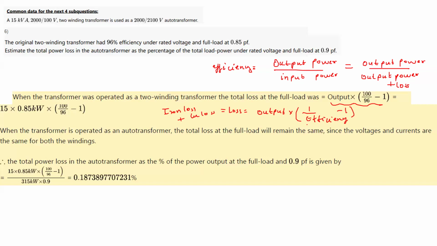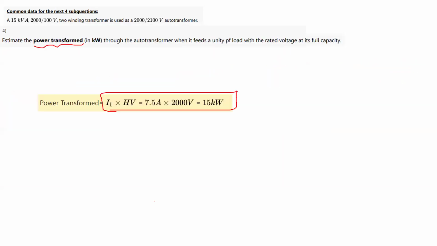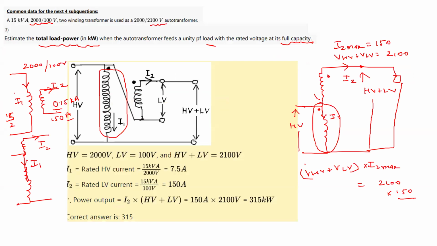Okay, now it is said that when the transformer is operated as an auto transformer, the total loss at the full load will remain the same. Okay, since the voltage and current ratings are same for both the windings. So the total power loss in the transformer, they are basically saying that the loss will remain the same. Okay, because see, you are using the same transformer, right? Suppose you are using the same two winding transformer to make the auto transformer.